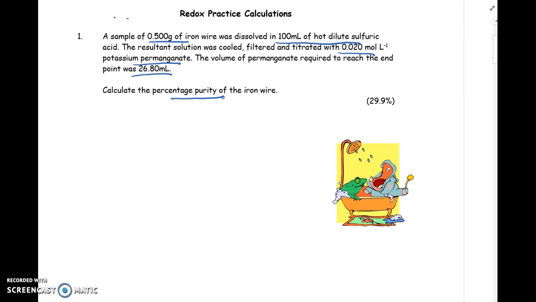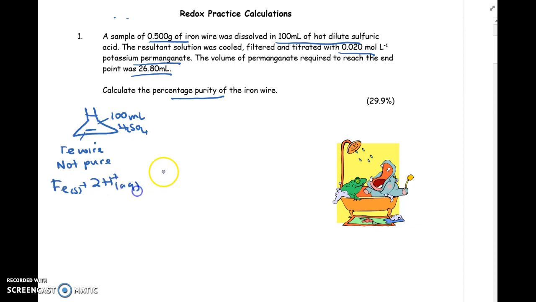So the first thing we're going to do is draw a diagram. In our diagram, here is our conical flask. We have some iron wire. And remember, this is not pure, so we can't find a mole. It's dissolved in 100 ml of sulfuric acid. The purpose of doing this is to convert all of the iron into iron 2 ions, which we can then use in our reaction.